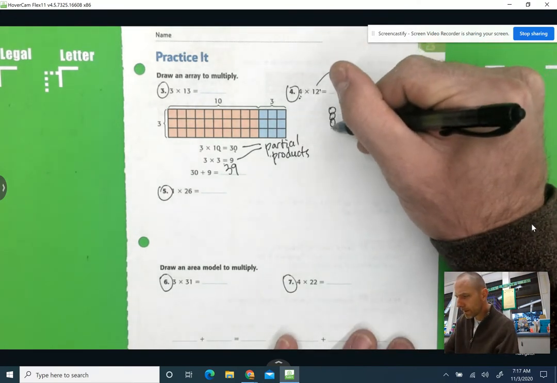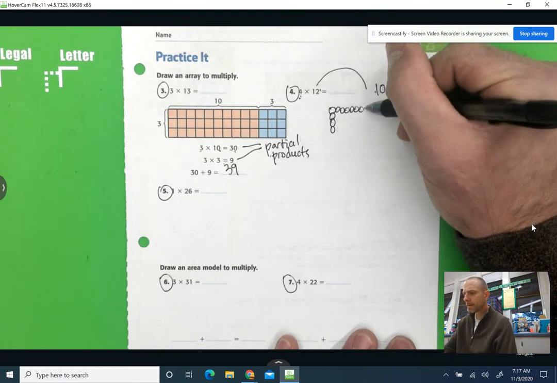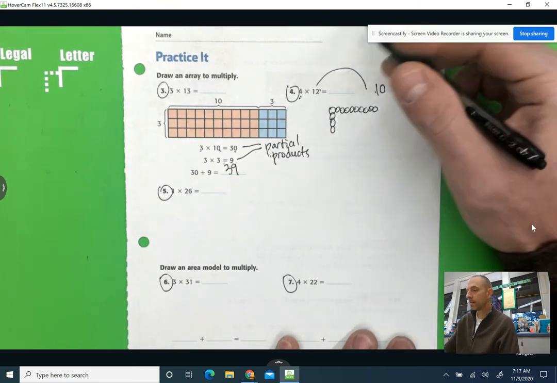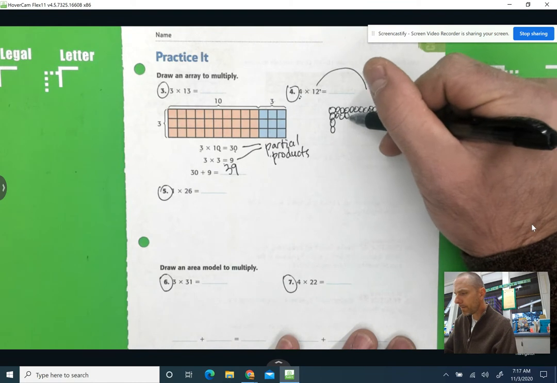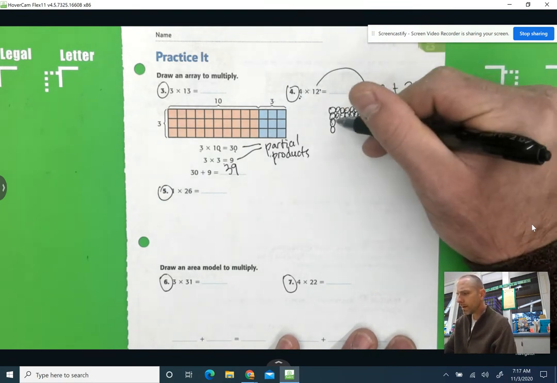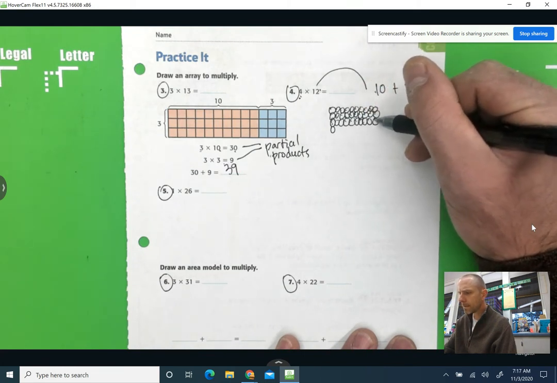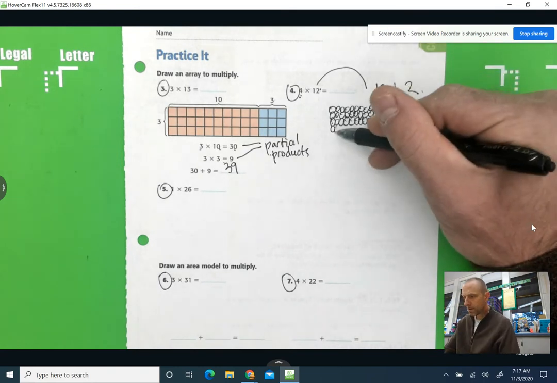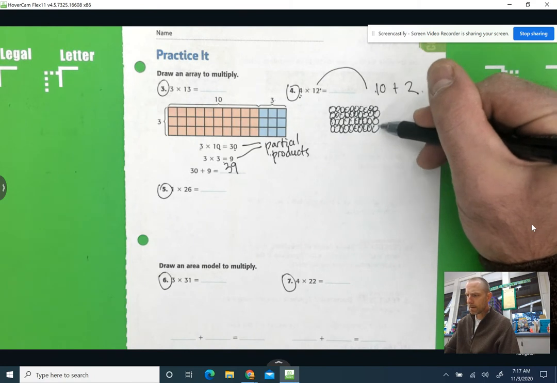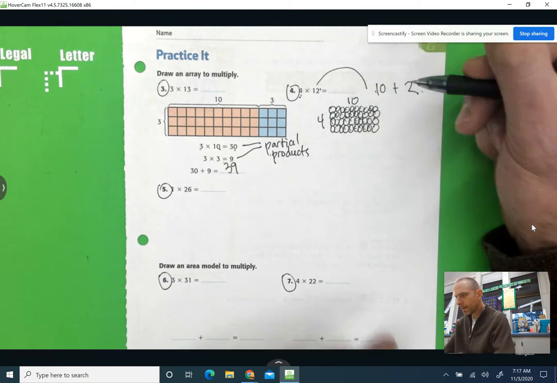All right, so now we have 4 groups of 10. 1, 2, 3, 4. And 1, 2, 3, 4, 5, 6, 7, 8, 9, 10. There's 1 group of 10. Let's make 3 more. That's 4 groups of 10. 4 groups of 10. Okay?